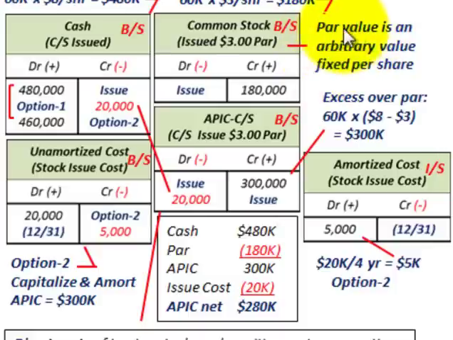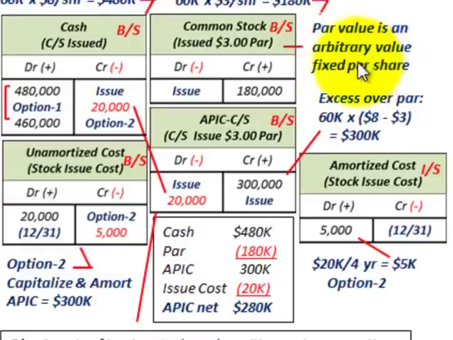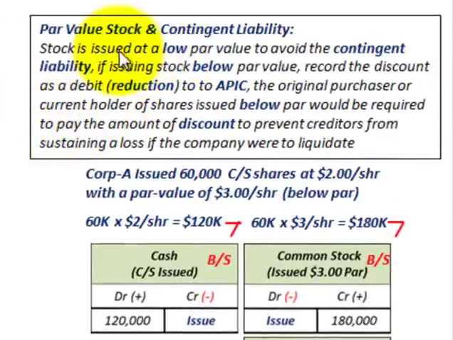But what we want to look at a little further is this par value, where it is an arbitrary value and has a fixed amount per share. So let's go look at that right now. Here we're going to look at the par value of the stock as a contingent liability, and how the contingent liability is affected by setting this par value of the stock. So let's just say the stock is issued usually at a low par value to avoid a contingent liability. So this is what we're talking about.